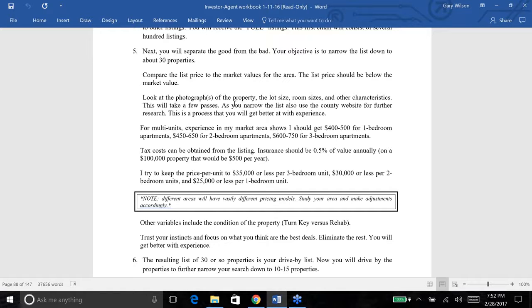So what you want to do is look at all these rentals, and it could be one side has 1 bedroom, the other side has 3 bedrooms. You know, it could be an up and down kind of thing. You know, the 3 bedrooms upstairs, the 1 bedroom downstairs. You get what I'm saying.